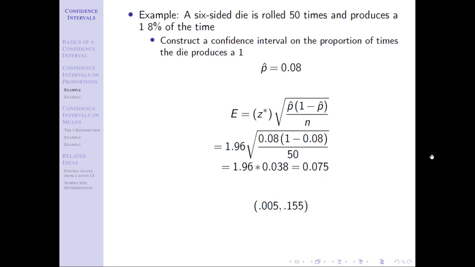And then you need to tell me the context of the problem. Don't just say we're 95% confident the interval from blank to blank contains the true proportion. True proportion of what? Make sure you indicate what it actually is in the context of the problem.